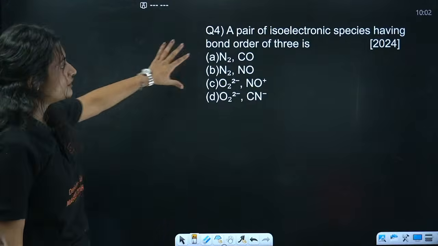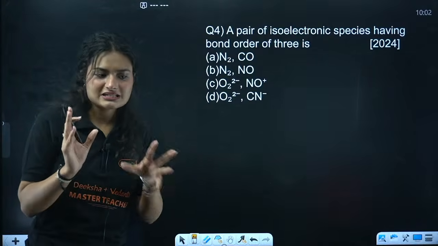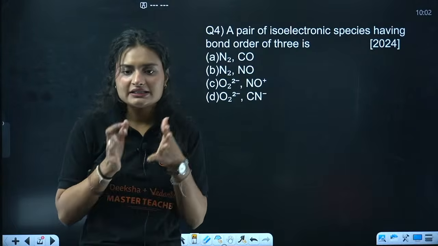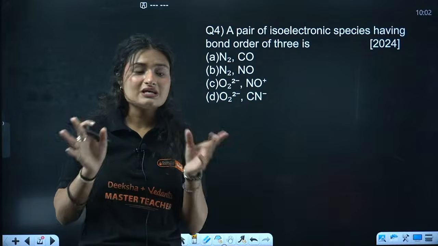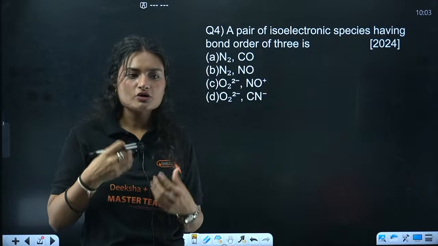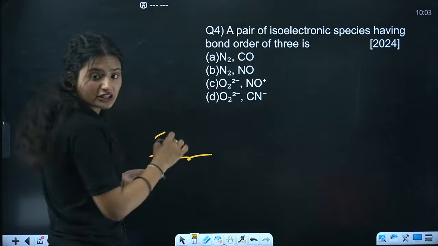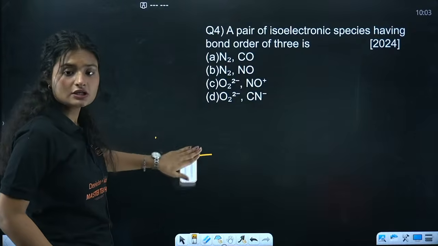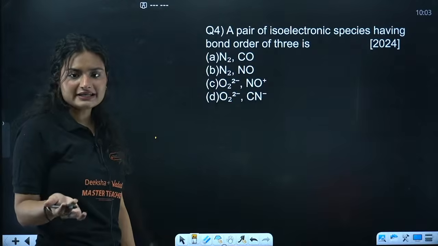A pair of isoelectronic species having bond order of 3. Now see, in exam hour, in the KCET exam, in your JEE exam, any exam you're preparing, you don't have the time to calculate the bond order, draw that diagram, or even write the electronic configuration and then calculate it. That's not possible for you. So I'll give you a little trick. Maybe you already have that trick.